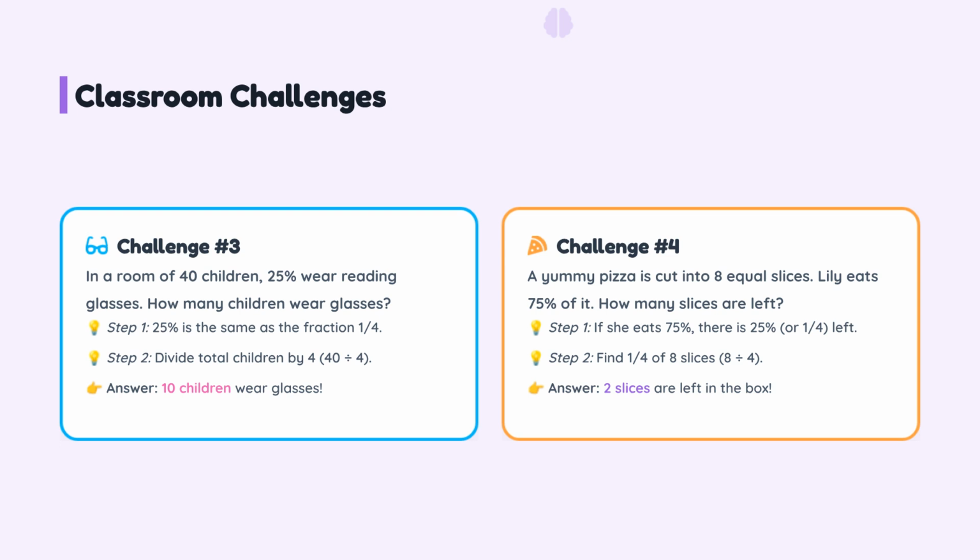Moving on to our classroom challenges. Challenge number 3. In a room of 40 children, 25% wear glasses. Since 25% is 1/4, we divide 40 by 4, giving us 10 children. Challenge number 4. Lily eats 75% of 8 pizza slices. That leaves 25% remaining, which is 1/4 of 8, or 2 slices.